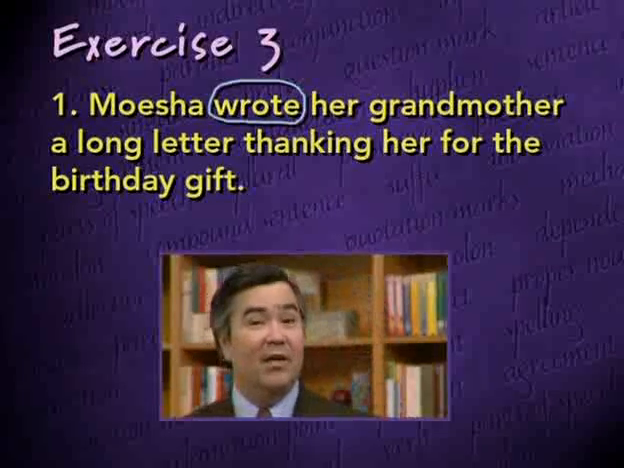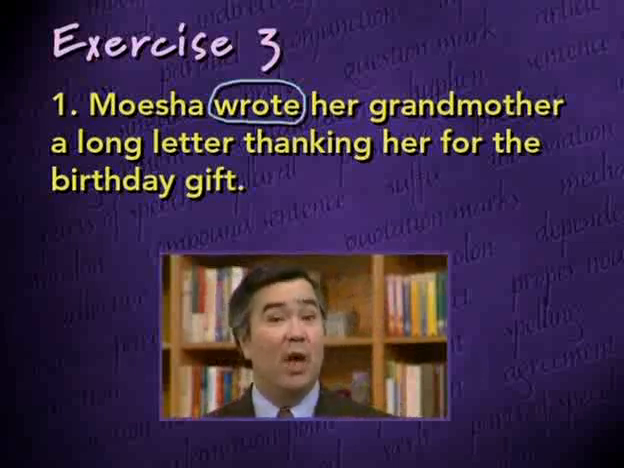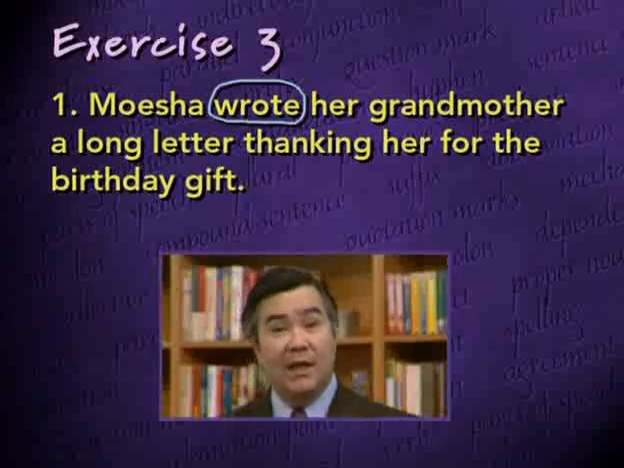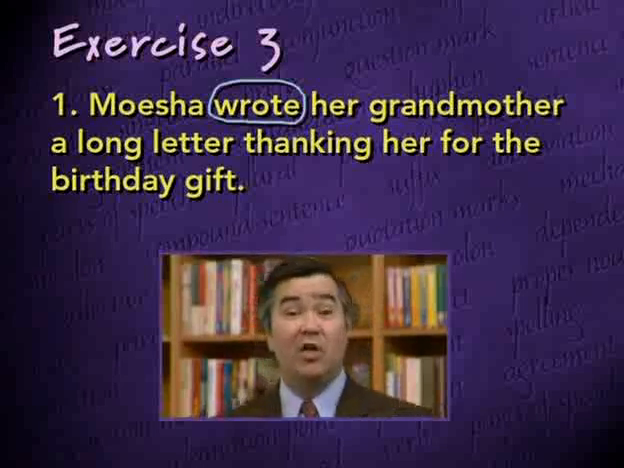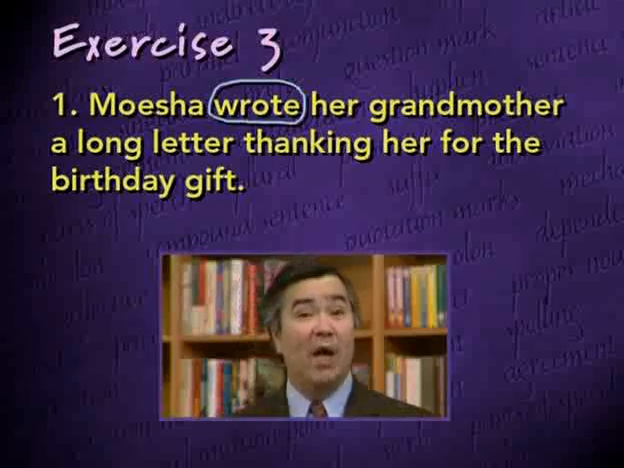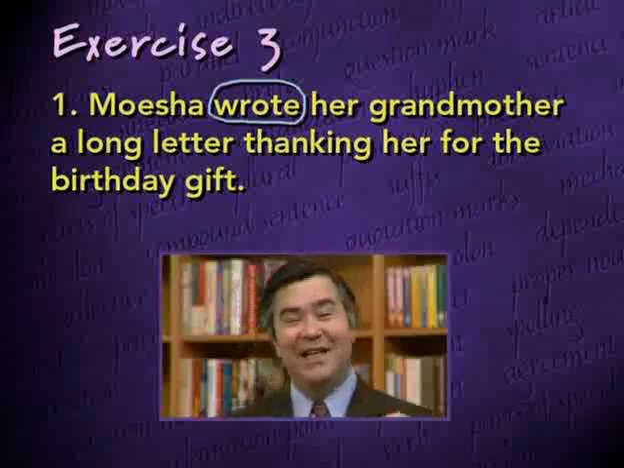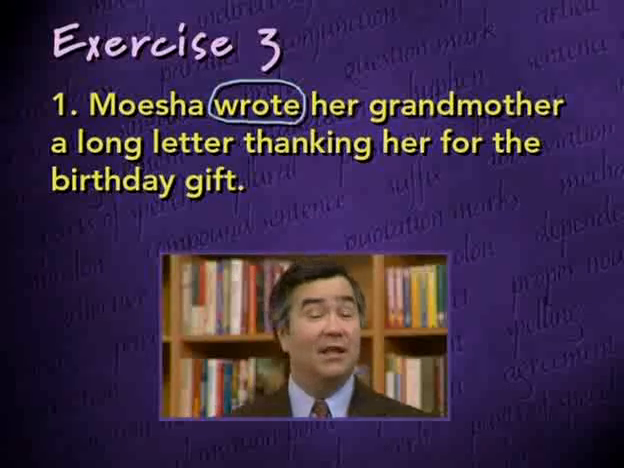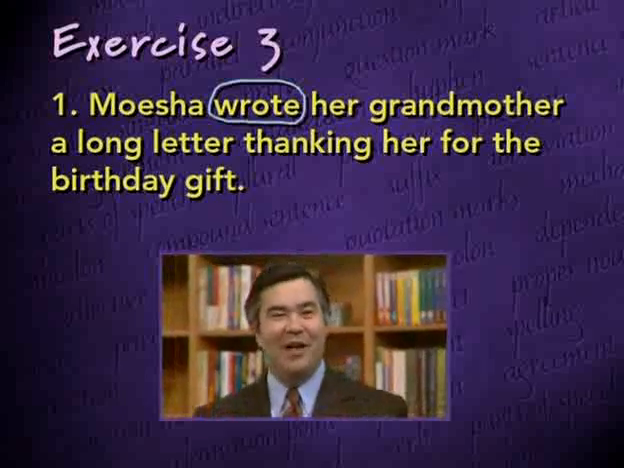Now, is there a direct object? That is, is there something in the sentence which tells us what Moesha wrote? Something that receives the action of the verb wrote. Yes, what Moesha wrote was a letter, specifically a long letter. So the word letter is the direct object of the verb wrote. It tells us what Moesha wrote. Now the tricky question, is there an indirect object? That is, is there something in the sentence that tells us to what, to whom, or for whom the letter was written?